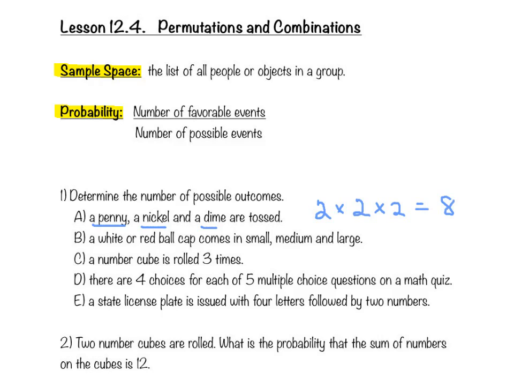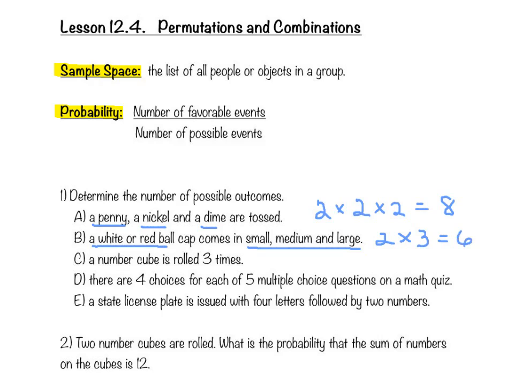Okay, let's look at B. A white or red ball cap comes in small, medium, or large. So we have 2 events here, choosing a color and choosing the size. So how many possible outcomes do we have in choosing color? Well, there's red and there's white. So there's 2 possible outcomes. And then we have 3 sizes. So there are 6 possible outcomes in choosing this ball cap.